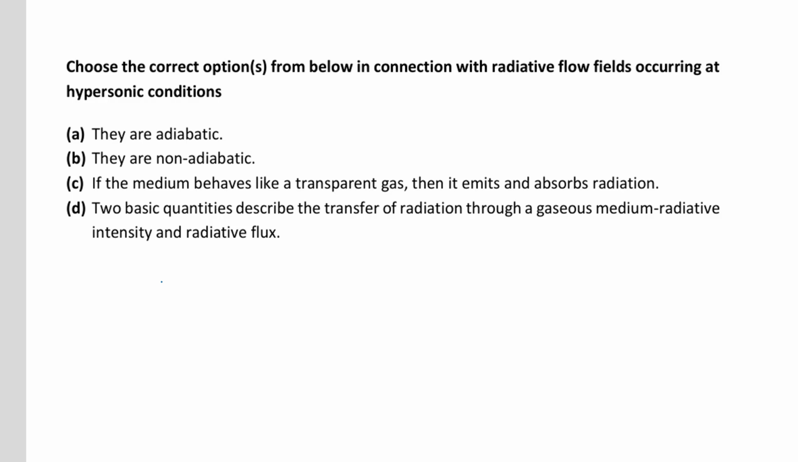Now we'll see the next problem. Choose the correct option or options from below in connection with radiative flow fields occurring at hypersonic conditions. Option A, they are adiabatic. Option B, they are non-adiabatic. Option C, if the medium behaves like a transparent gas, then it emits and absorbs radiation. Option D, two basic quantities describe the transfer of radiation through a gaseous medium: radiative intensity and radiative flux. So what will be the correct answer?